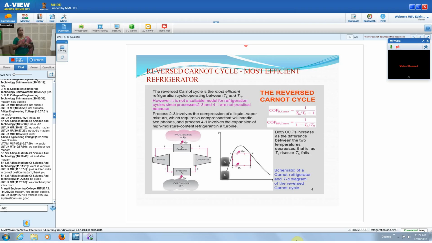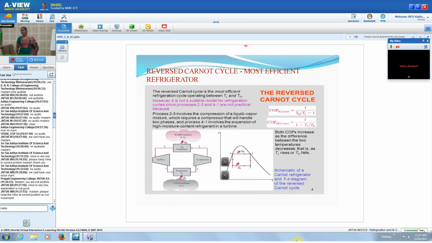The refrigerating effect produced is represented by the process 1 to 2 in the TS diagram. The area under 1 to 2 represents, if S2 is the specific entropy at 2 and S1 is the specific entropy at 1, S2 minus S1 into the lower temperature, that is TL into (S2 minus S1). So that is the numerator.